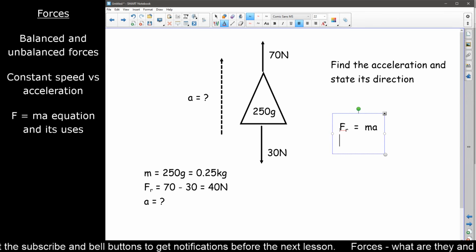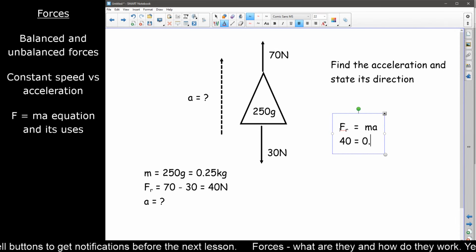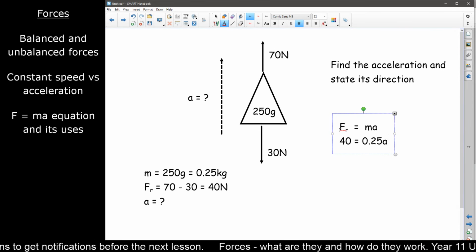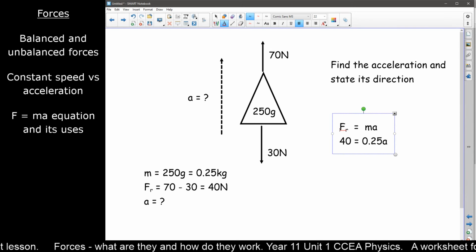So if you do it like this, you do FR equals MA, 40 equals 0.25A, you've got 2 marks. You haven't done any difficult rearrangements or mathematical things yet, but you've managed to get 2 marks. If you're going to make a mistake now, you've still got 2 marks in the bag.